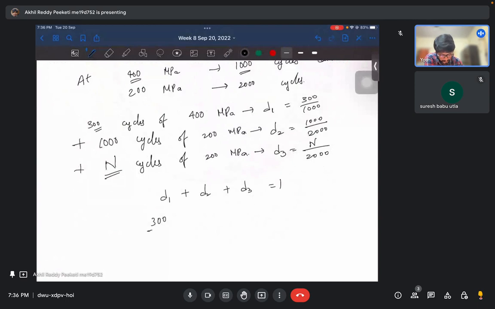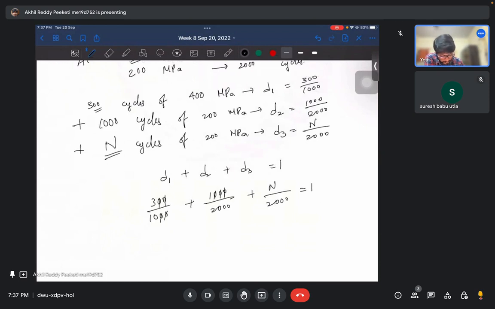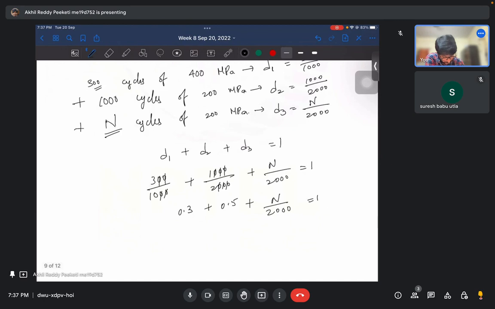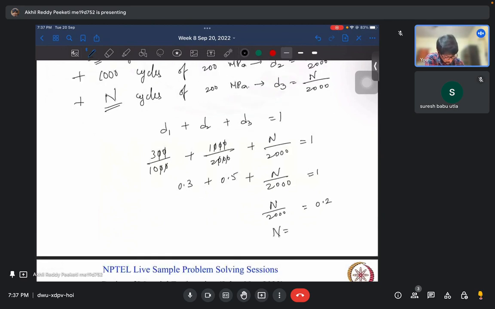So if we substitute, this will become 3 by 10 plus 1 by 2, so 0.3 plus 0.5. So n by 2000 is equal to 1 minus 0.8, so 0.2. So n is equal to 400, so it can withstand extra 400 cycles.